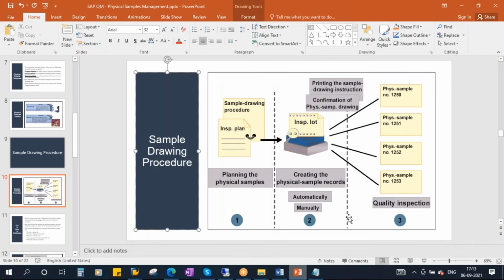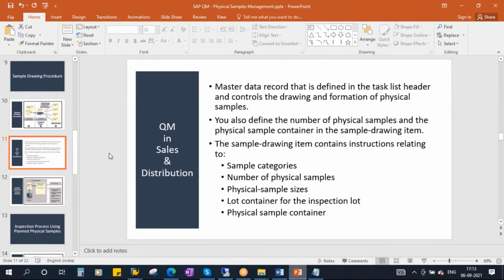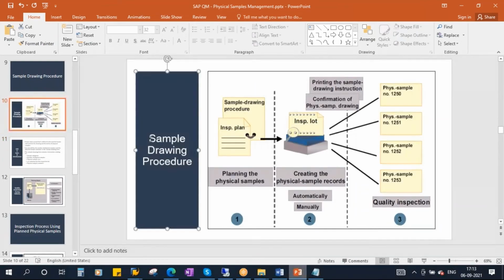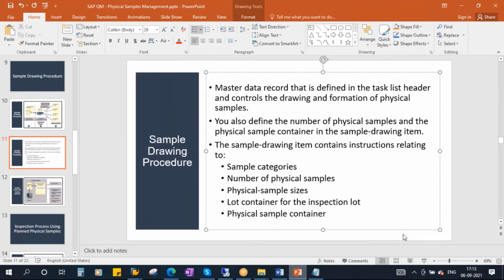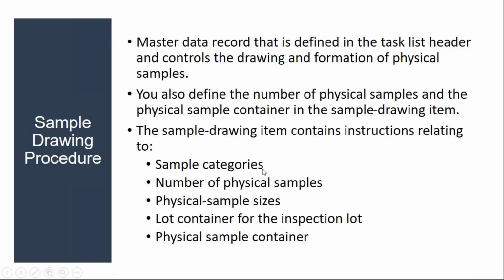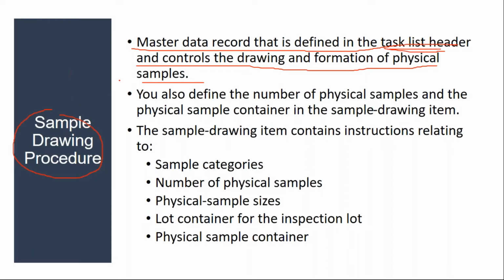So this is how the sample drawing procedure is used. What is a sample drawing procedure? A sample drawing procedure is a master data record that is defined in the task list header and controls the drawing and formation of physical samples. Basically, it is maintained in the task list header in the inspection plan, and it controls how many samples we need to draw and also the formation of the physical samples.